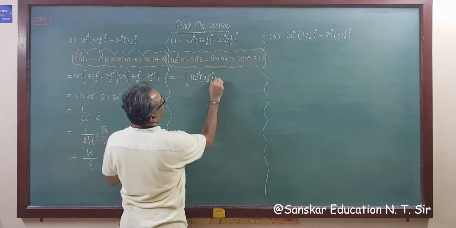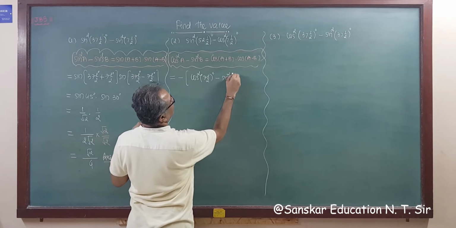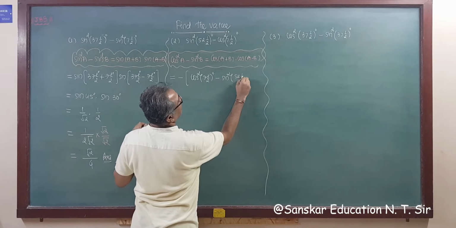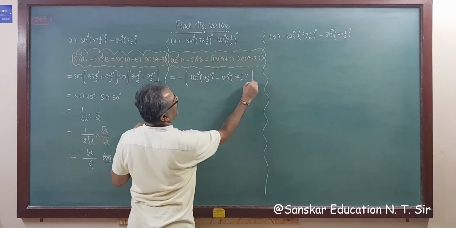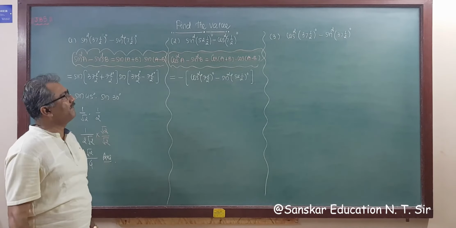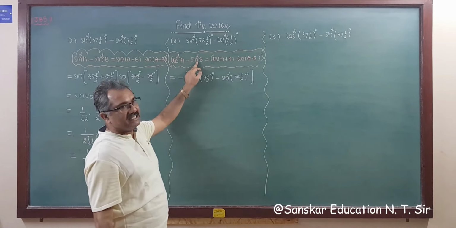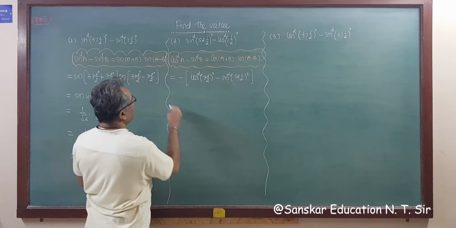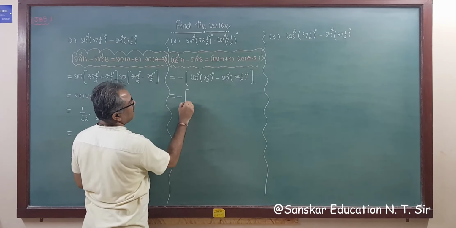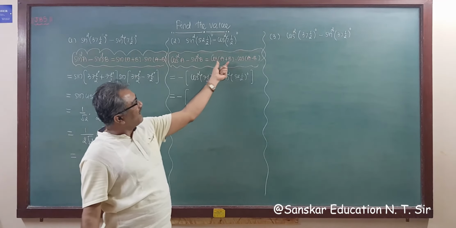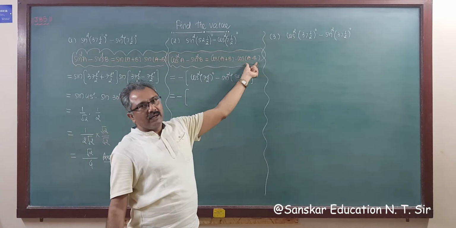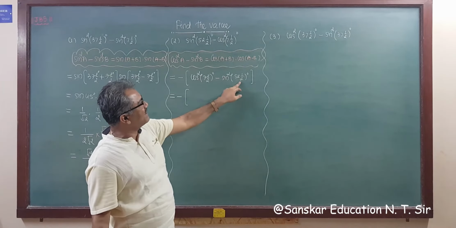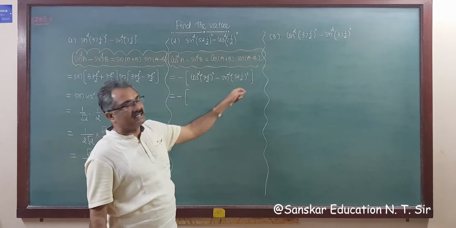cos square 7.5 degree minus sin square 52.5 degree. So this is cos square A minus sin square B. Now for applying the formula, it is cos(A plus B) into cos(A minus B), so the sum of this plus this, and the subtraction of this, right?